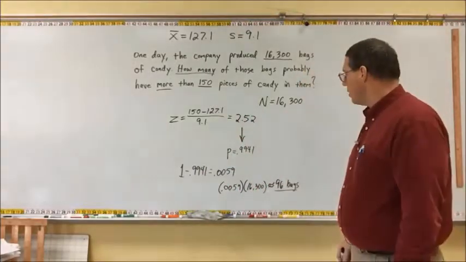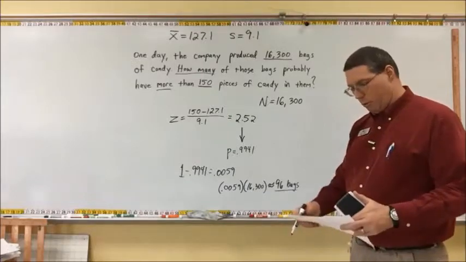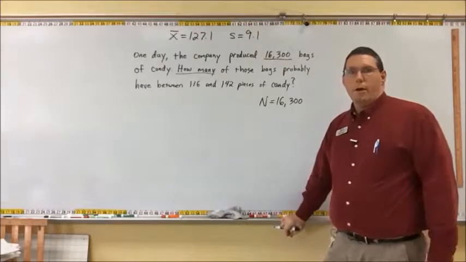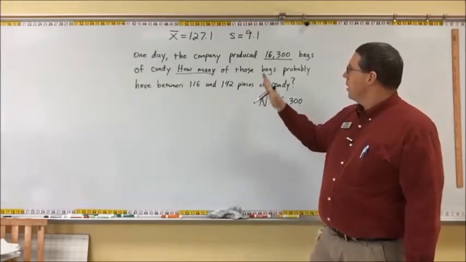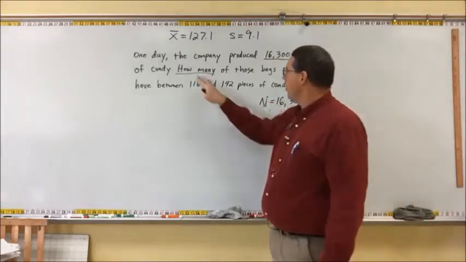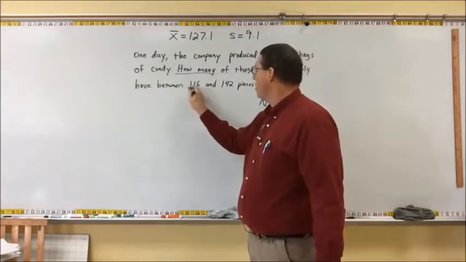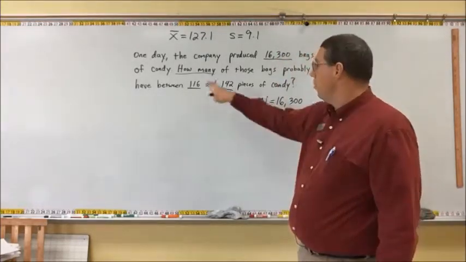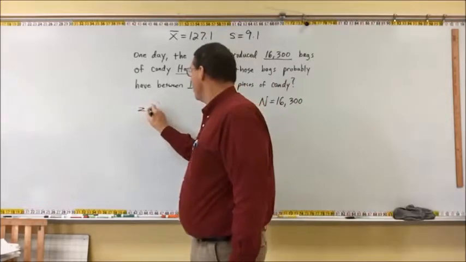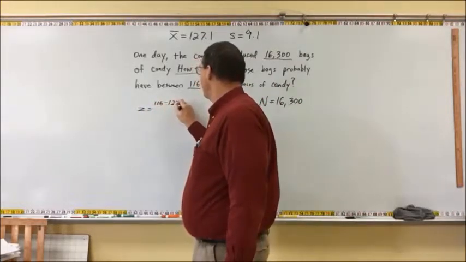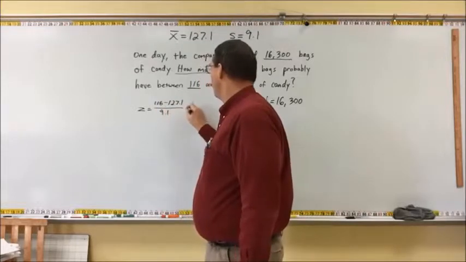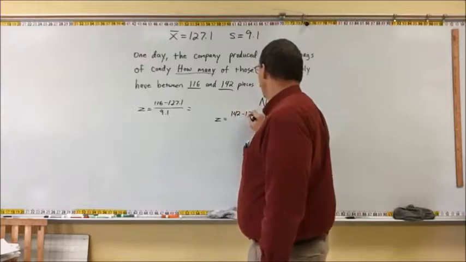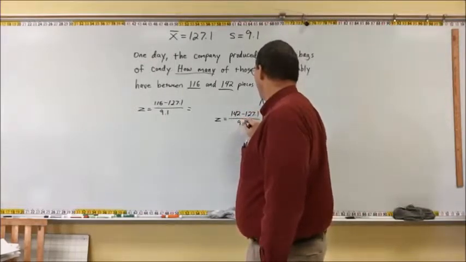Okay? Let's do just maybe one or two more kinds of questions here, and then you should feel pretty confident with doing this. All right, so this is a between question. It's the day they produced 16,300. How many of the bags probably have between 116 and 142 pieces of candy? So now we need two z-scores, one for each of these numbers. So we're going to have z is equal to 116 minus 127.1 over 9.1. And the other z-score is going to be 142 minus 127.1 over 9.1.